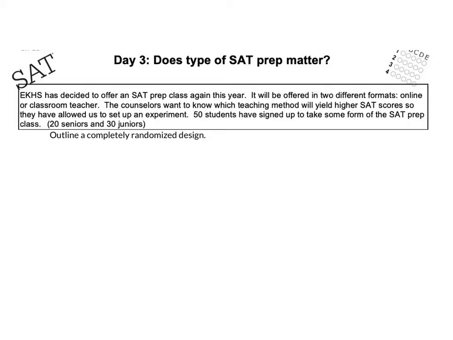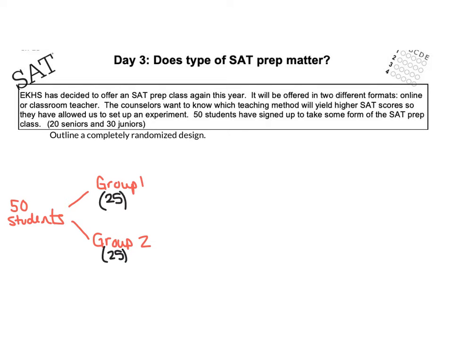So let's outline a completely randomized design. We begin with 50 students. And what we're going to do is randomly assign them to 2 groups. As I randomly assign them, I would split them evenly into groups of 25 each. It's important that I'm stating that right here is where I'm doing this random assignment.